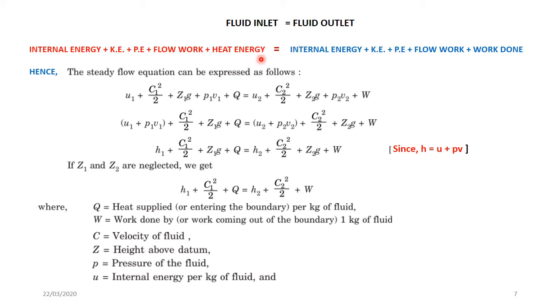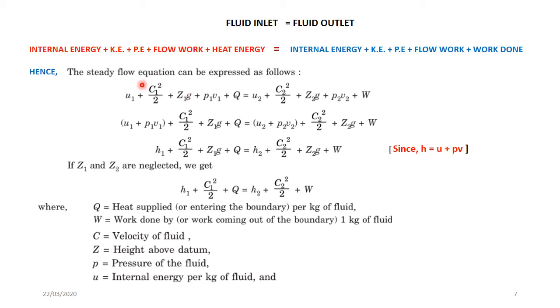Then it undergoes some thermodynamic process in the system. Then again at the outlet there will be some internal energy, kinetic energy, potential energy, flow work, plus work terms, because this heat energy has made the system work, so it has produced some amount of work. So these are the basic parameters in the steady flow energy equation: internal energy, kinetic energy, potential energy, flow work and heat energy at the inlet, and similarly internal energy, kinetic energy, potential energy, flow work and work at the outlet.